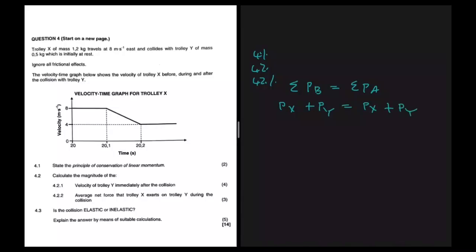right? So if we calculate the momentum of trolley X, let's not forget that P is equal to M multiplied by V, right? We're going to have 1.2 multiplied by 8. So now we can see that we need to decide on a direction. So let's take direction to the east as positive, right? And then the momentum of trolley Y, it is at rest, right? So we have 0.5 multiplied by 0, right? This will be equal to the momentum after the collision of X.